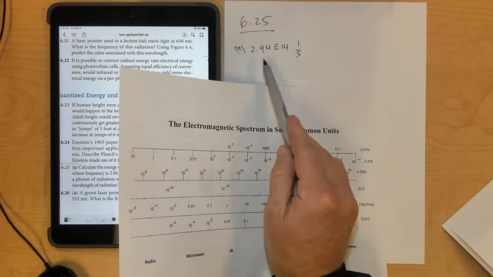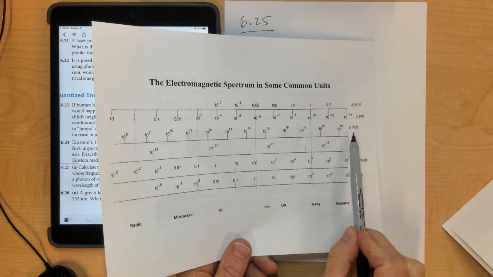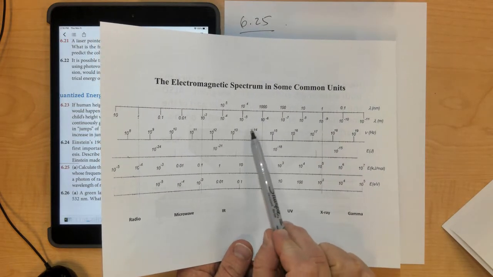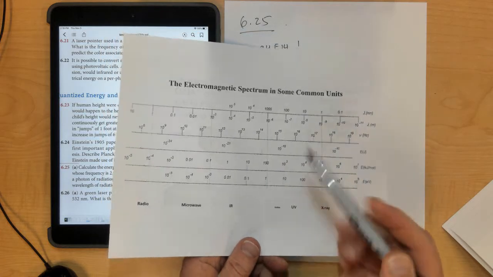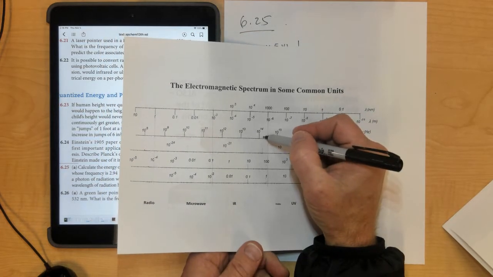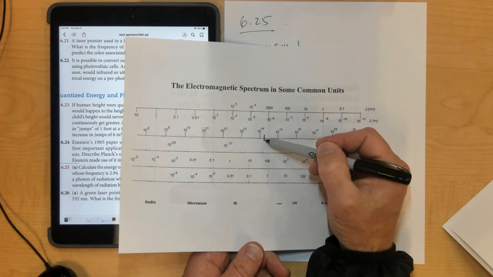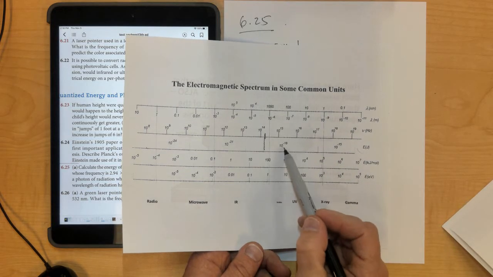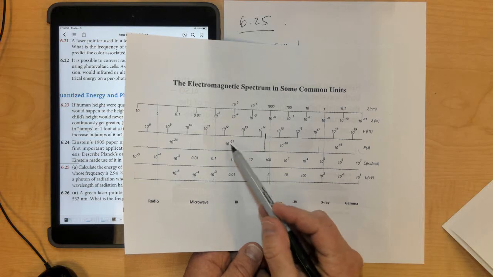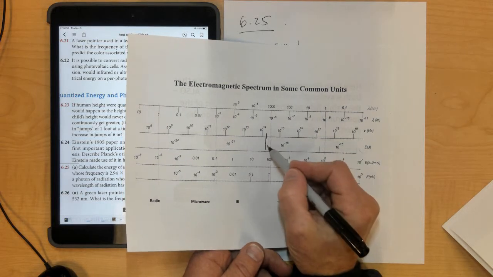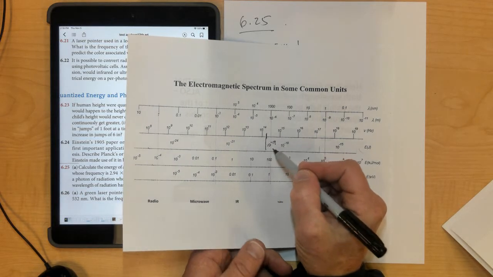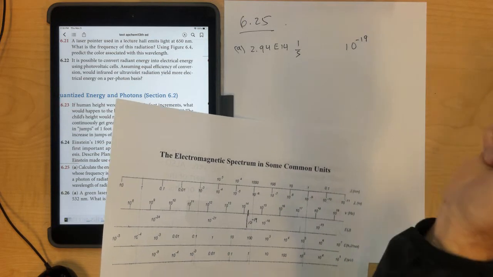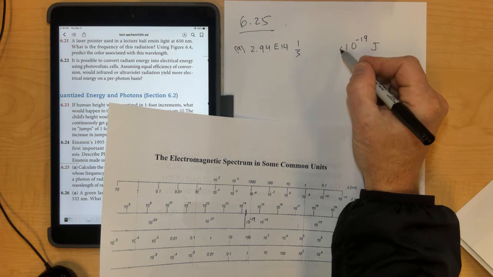So we've got to find about 3 × 10 to the 14th. So find hertz on here. And 3 × 10 to the 14th, here's 10 to the 14th, here's 10 to the 15th. So we're a little ways into there, about 3 right here. Drop that down to the energy line, which is right here in joules. And it looks like we're right past 10 to the negative 18th, 10 to the negative 21st. So this would be 10 to the negative 19th. So something times 10 to the negative 19th would approximately be our energy.